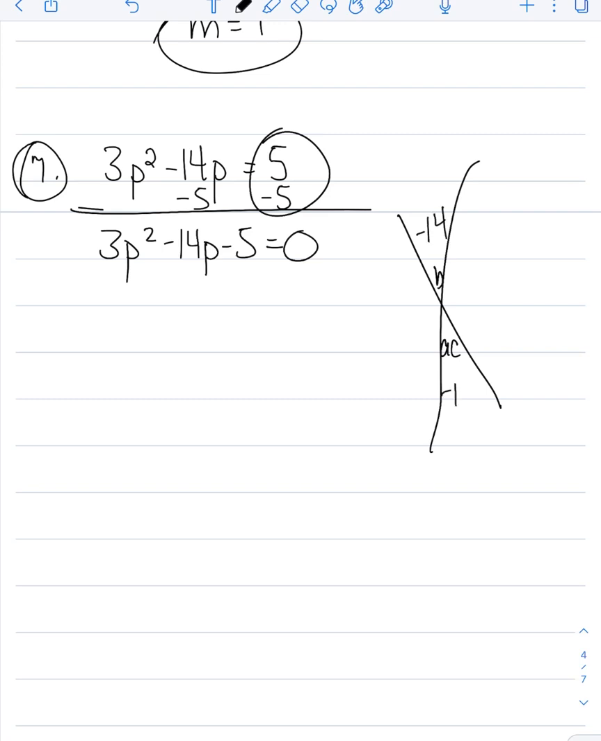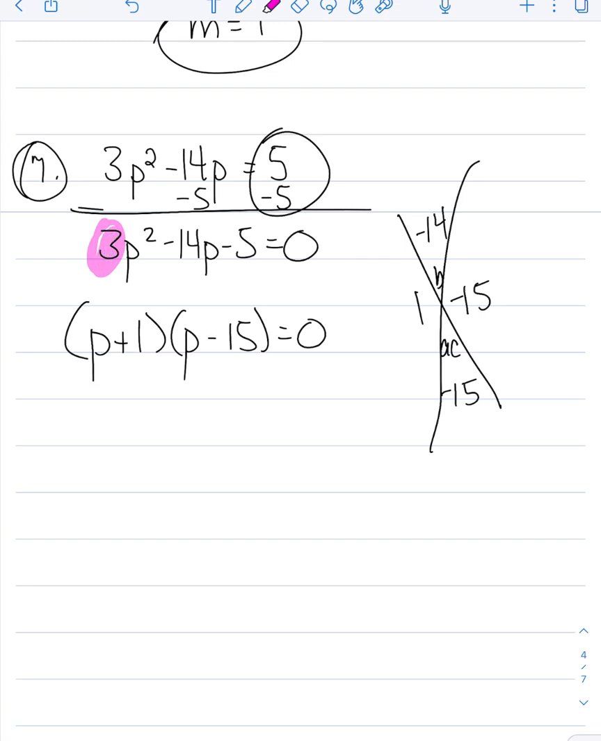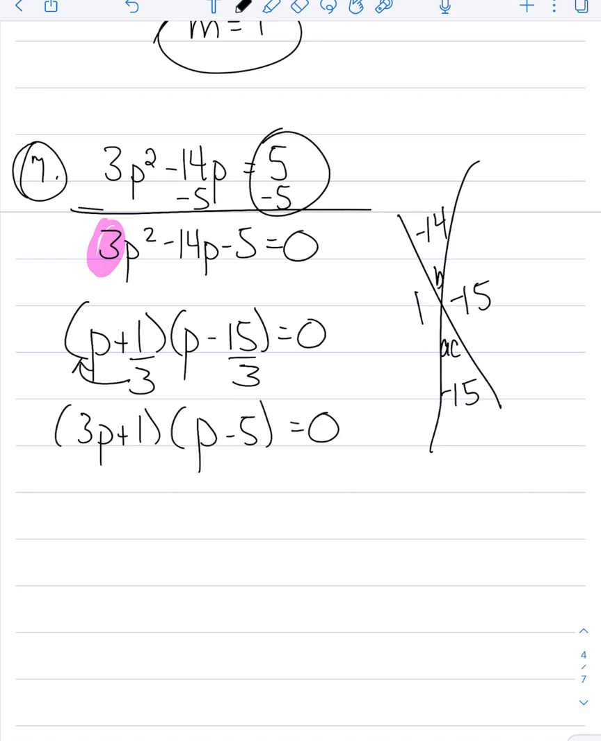3 times -5 is -15. I can already see that 1 and 15 will work for me if I make the 15 negative. So my factors are p plus 1 times p minus 15 equals 0. But remember, I have to slip this 3 down here, slide it over here to get 3p plus 1 times p minus 5 equals 0.